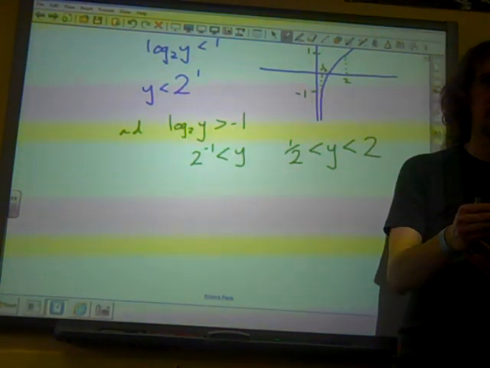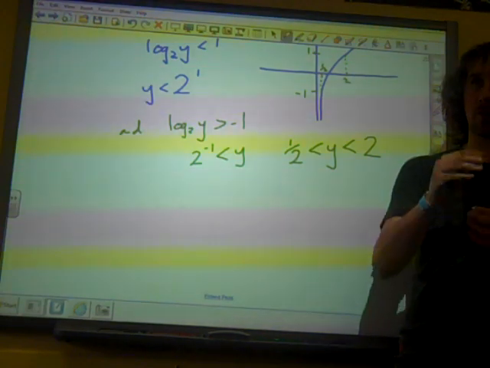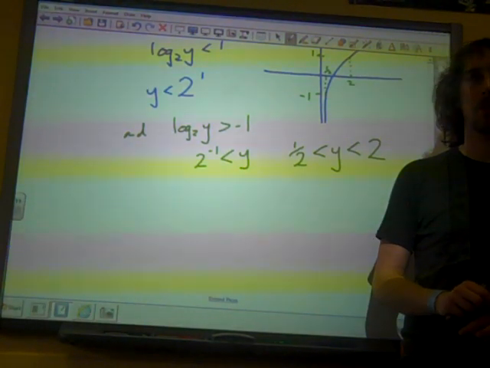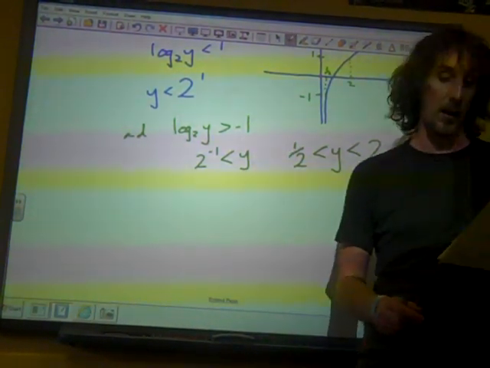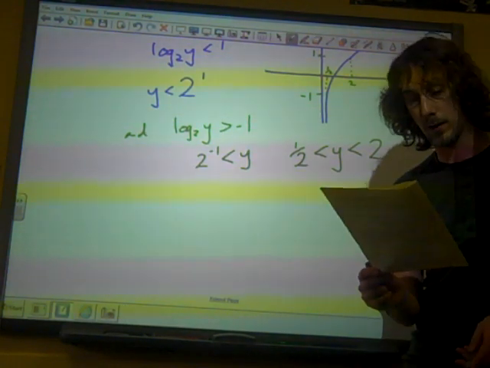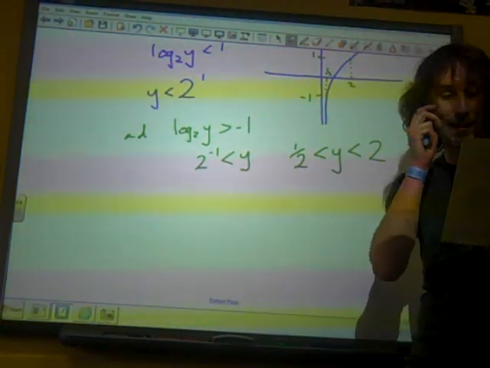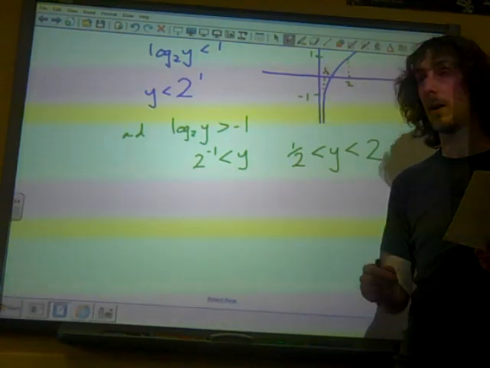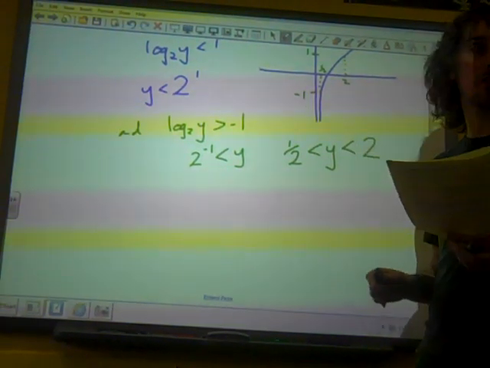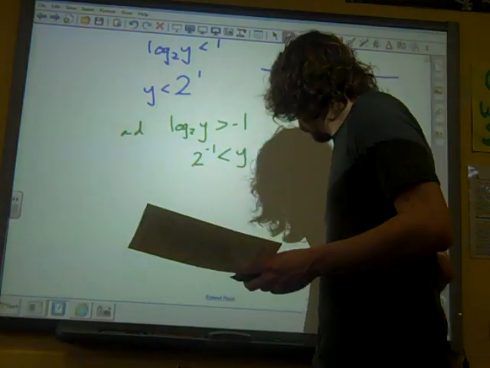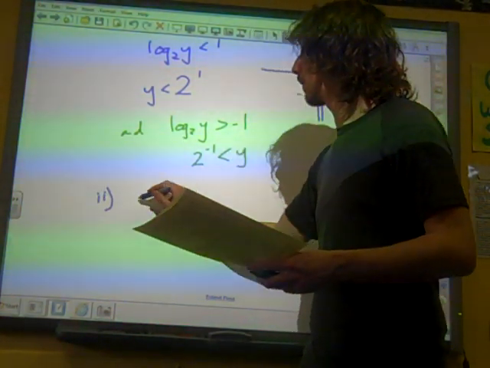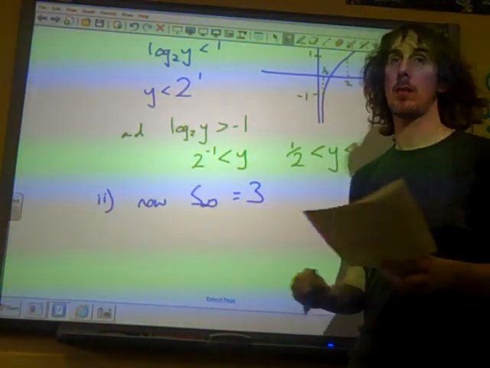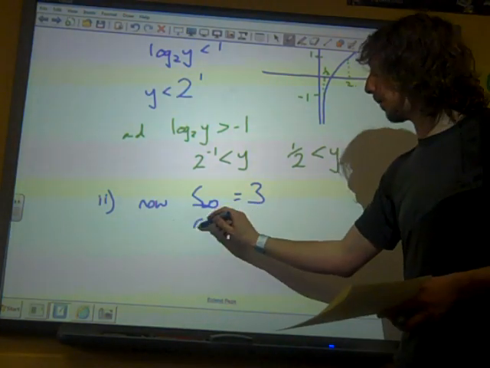I think the graph there was the key thing to sorting out, wasn't it? The graph, remembering the shape of our log graph, helps deal with that one. This is the last part of the last question, so that was quite a tough start. Now, find the exact value for y for which the sum to infinity of the geometric progression is 3. So bearing in mind y has to be between a half and 2, we've now also got, in part 2, that the sum to infinity is equal to 3. Sum to infinity is a over 1 minus r.